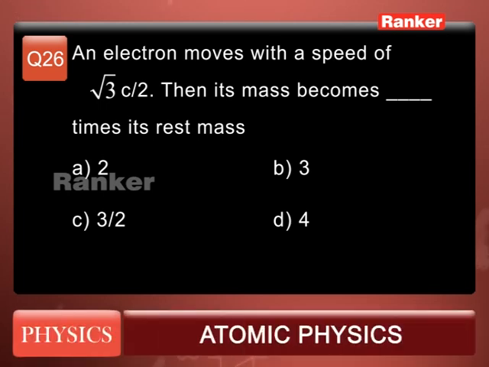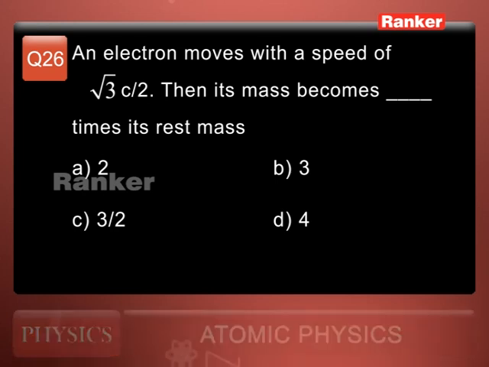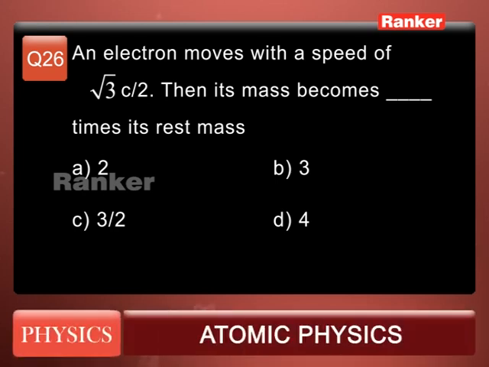Let me repeat. An electron moves with a speed of √3 by 2 times the velocity of light. Then its mass becomes dash times its rest mass. The options are given this way. The first option is 2, second option is 3, third option is 3 by 2, and fourth option is 4. What is the correct option out of the 4?